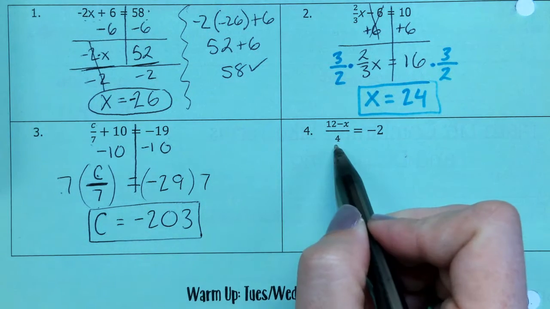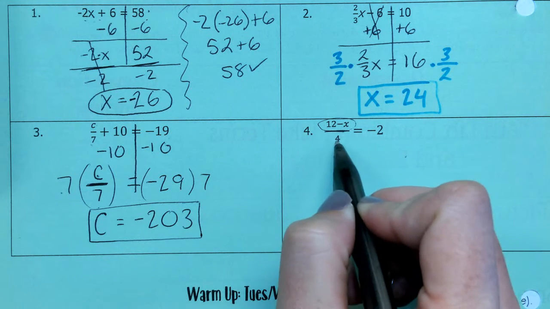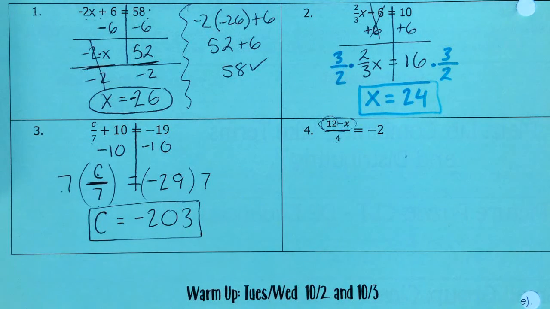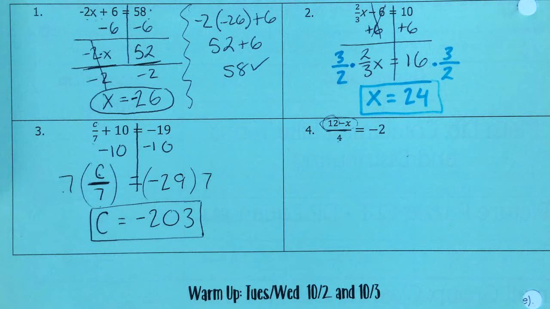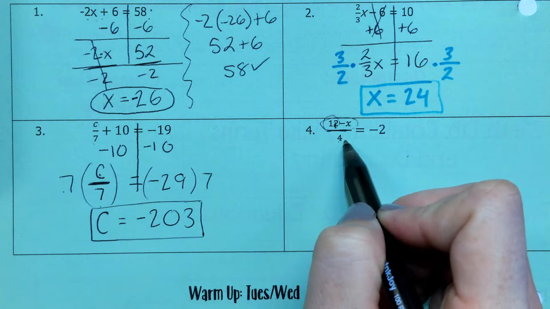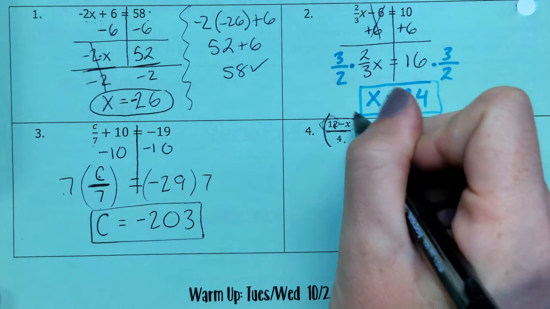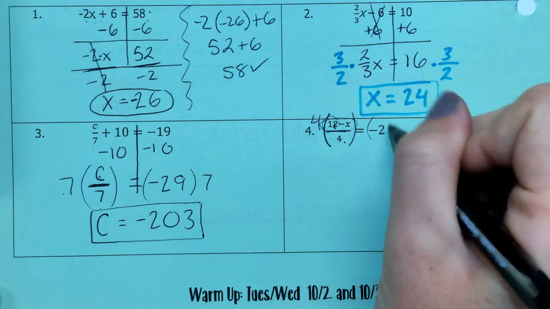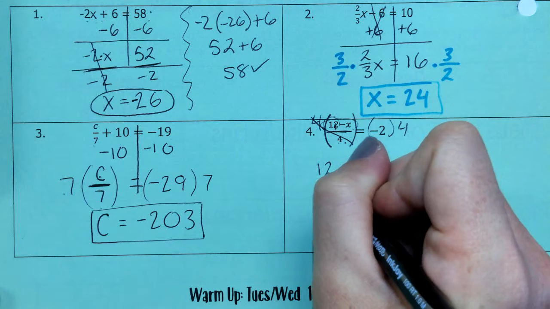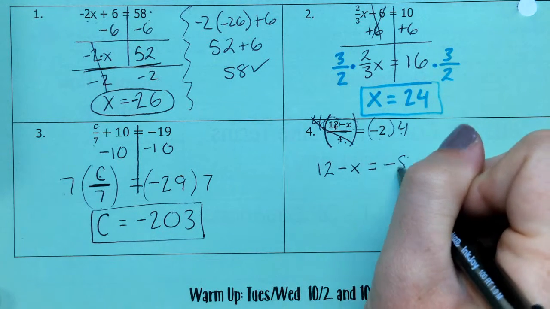And the last one, this one is different than all the others because you have a whole expression being divided by 4. You cannot subtract 12 like you usually do. We usually do addition and subtraction first, because this 12 is not really a 12, it's a 12/4. So instead of trying to subtract 12, we're going to get rid of the 4 by multiplying both sides by 4. The 4's cancel, and we have 12 minus x equals negative 2 times 4, which is negative 8.